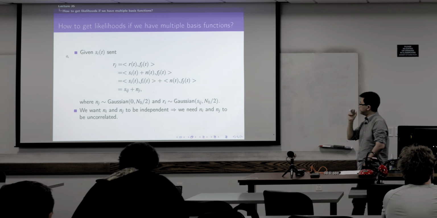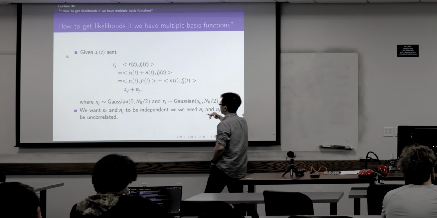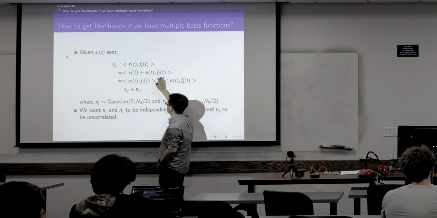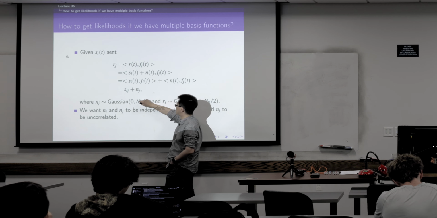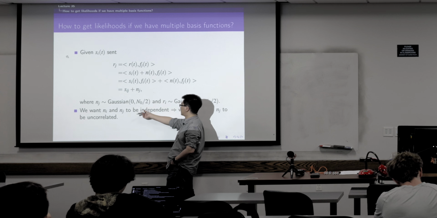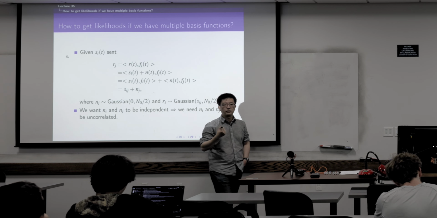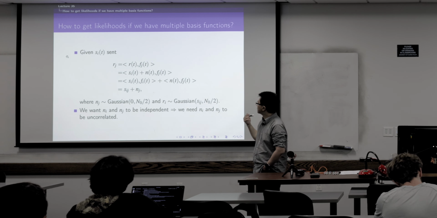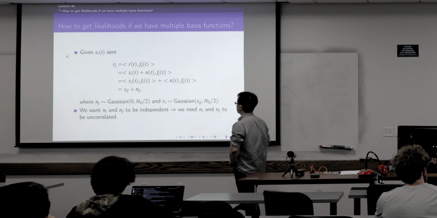Okay, and if we look at rj carefully, this is the derivation. After some manipulation, we can see that rj equals sij plus nj, where we know the distribution of nj. nj is a Gaussian distribution with 0 mean and N0 over 2 for the variance, where N0 over 2 is nothing but the power spectral density of the noise.